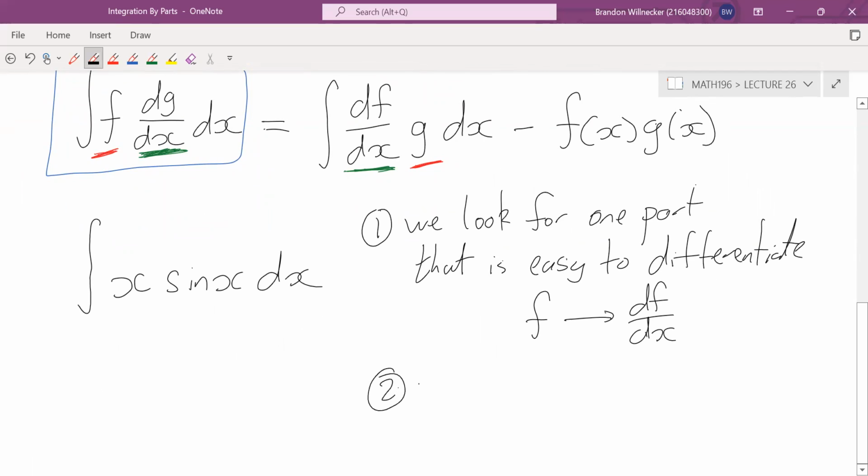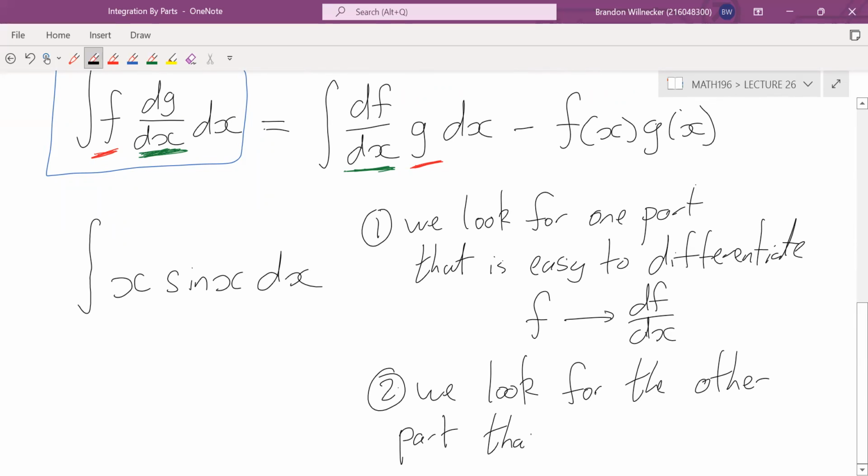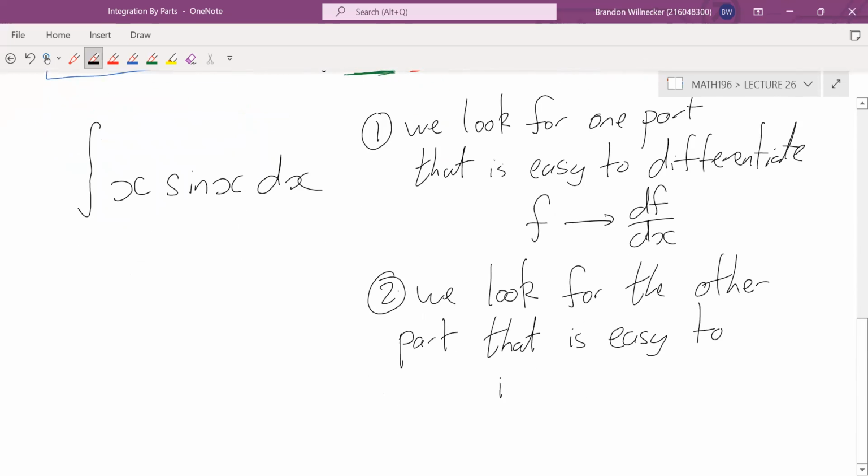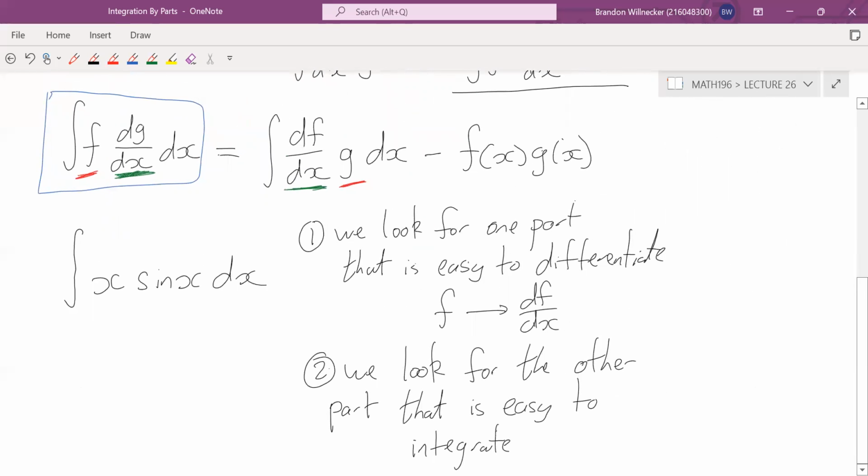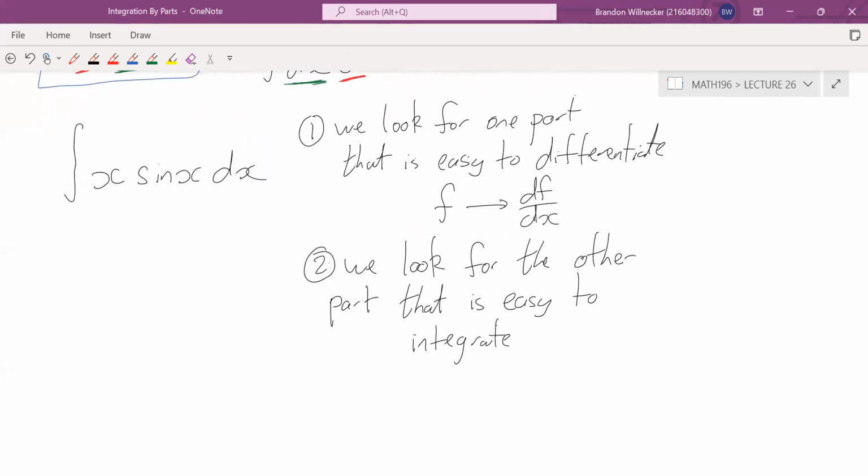And then the other part, we look for the other part that is easy to integrate. Because if we look at the other part in green, on the left-hand side we have dg by dx, the derivative of g. On the right-hand side, we just have g by itself there. So we have integrated g. So dg by dx goes to g.